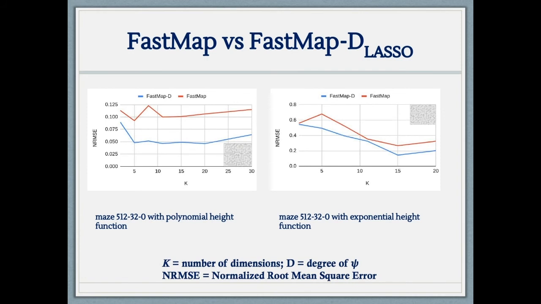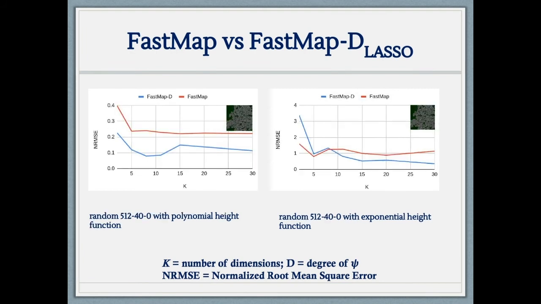For this maze map, the difference between using just the average distance and FastMapD is not as pronounced, but still appreciable. Finally, in what was the hardest map to capture the distances, this randomized map from the benchmark with an exponential height function required 30 dimensions for FastMapD to bring the NRMSE down to 0.35.